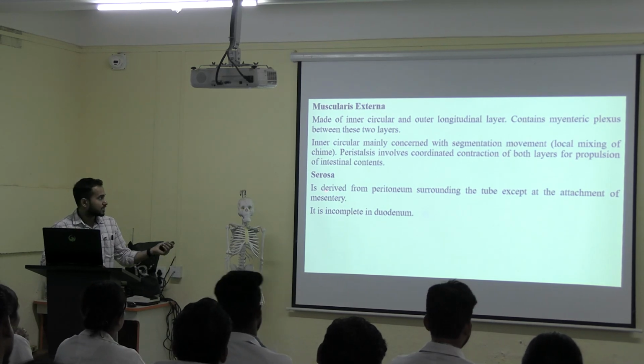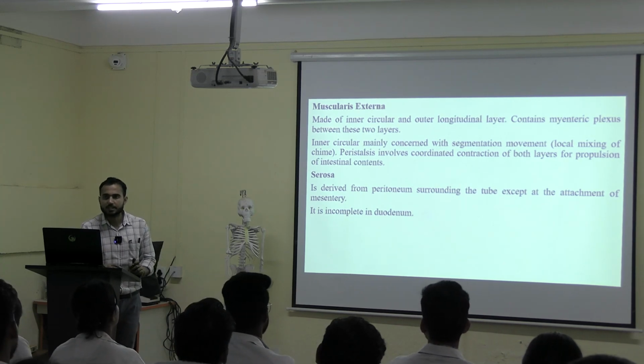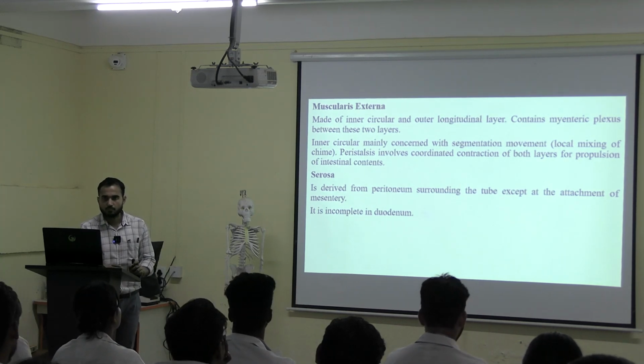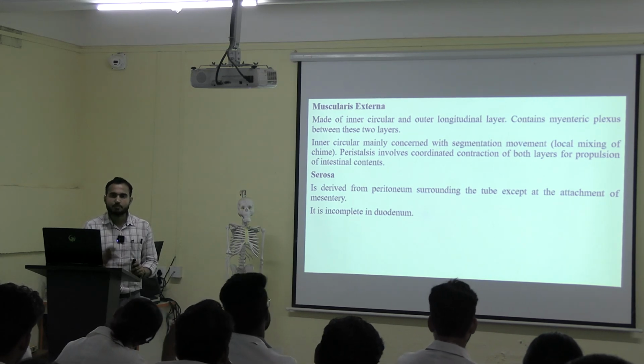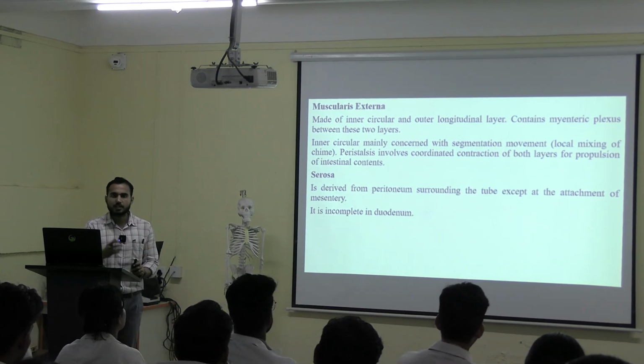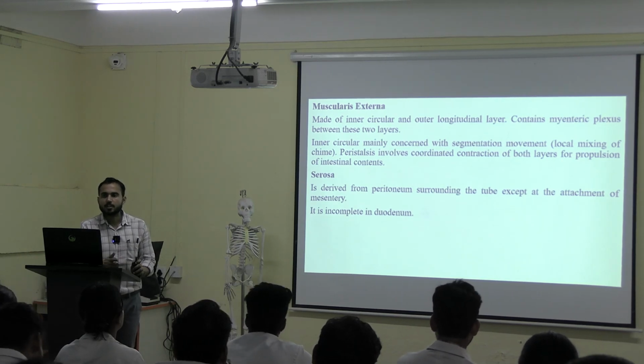And lastly the serosa. Most of the small intestine is covered by peritoneum, that is the mesentery. Some part which is not covered, there you will get the adventitia. Best example is the duodenum. We know that the duodenum is mostly a retroperitoneal organ.